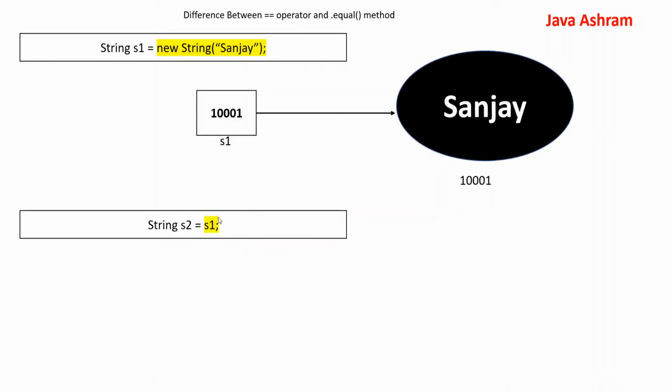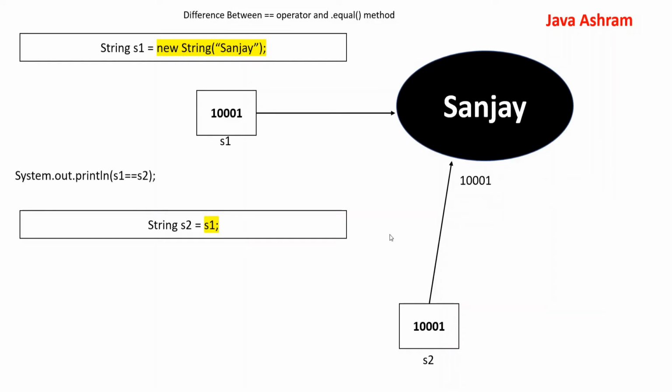So whatever value s1 contains, for s1 the value is 10001, we are storing into s2. So s2 is storing the s1 value. The s1 value is 10001, and that address refers to this location. So s2 will start referring to this location only. It means s2 and s1 both are referring to the same object, because they are referring to the same address.